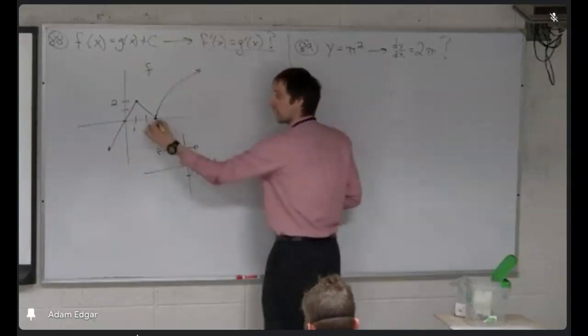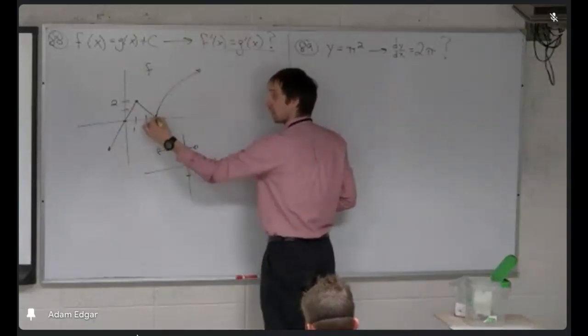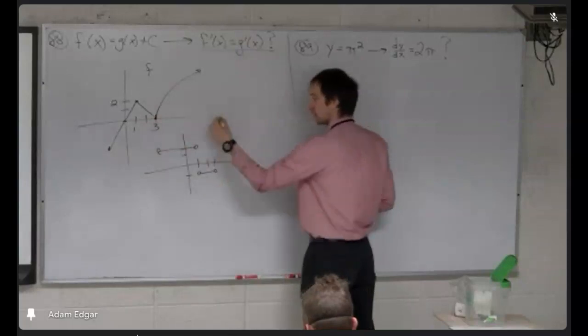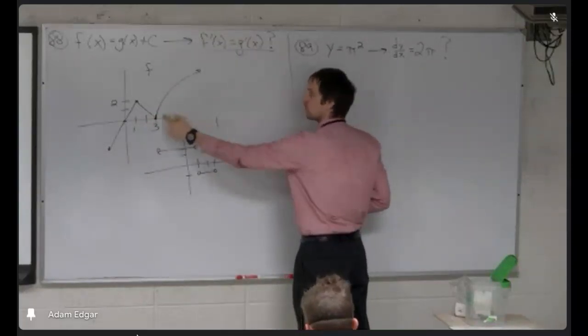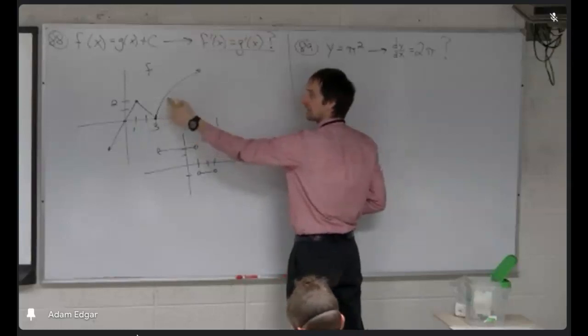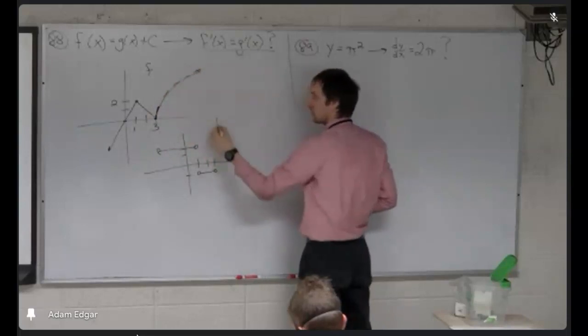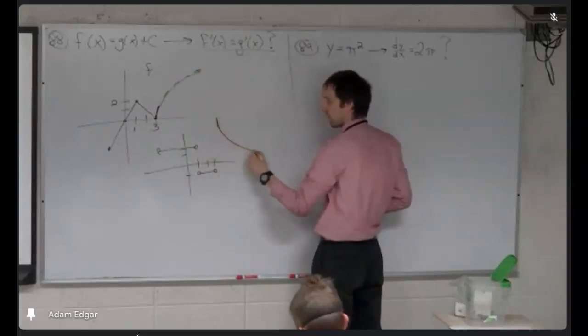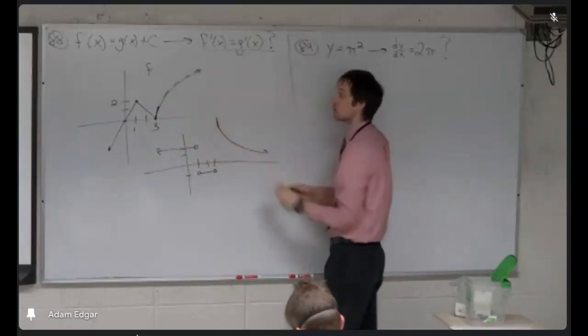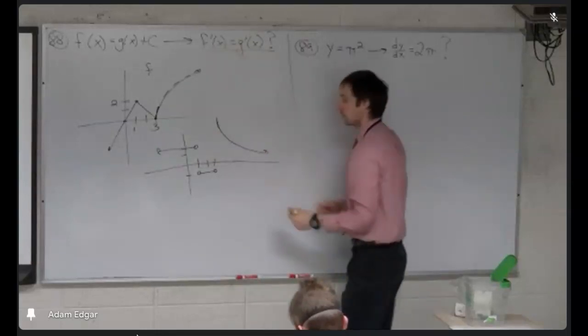Right at x equals 3, the slope is very steep, so you're going to be very high with your derivative. And then as you move to the right, the slope is getting less and less. Right? This is very steep, less steep, less steep, less steep. So the derivative is getting less and less positive. It's always above the x-axis, because you're always going up, but you're going up at a slower and slower rate.